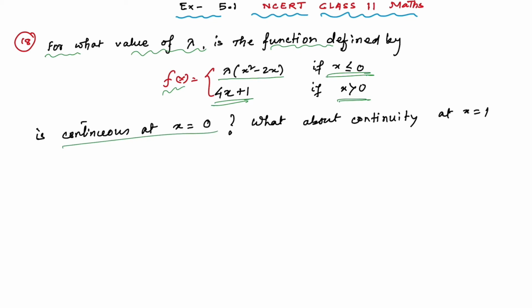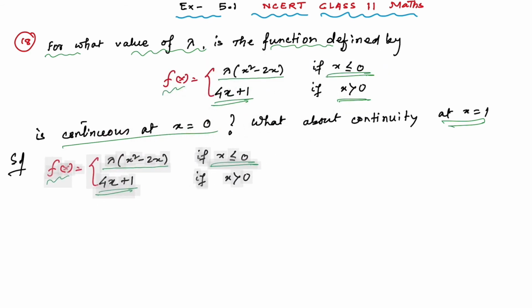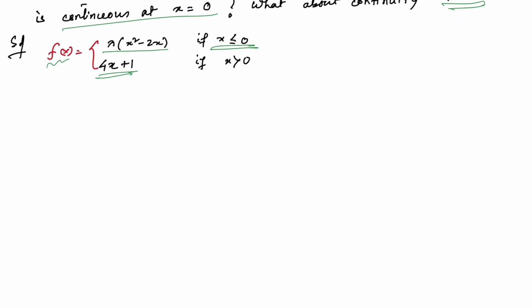First we need to find a value of lambda for which this given function is continuous at x is equal to 0, then we need to check the continuity at x is equal to 1. So first let me write the given function f of x. Let me drag it down. So here is the given function. Let me scroll up the page.